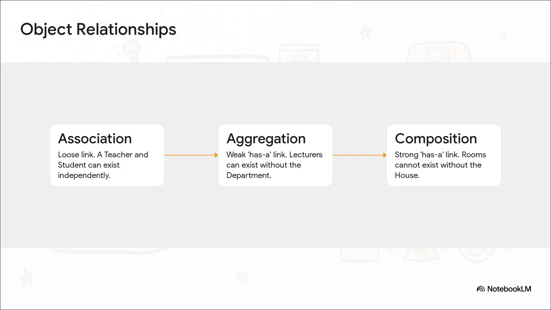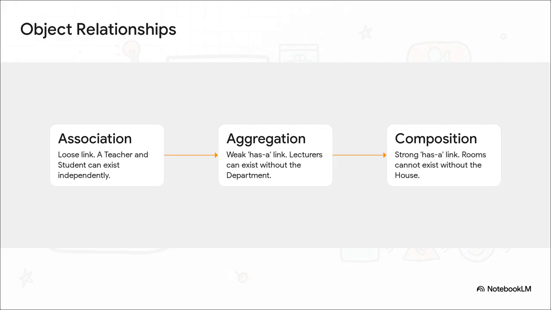First, you've got association, which is just a loose link. Think of a teacher and a student. They're associated, but they can totally exist without each other. Next is aggregation, which is a weak has-a relationship. A department has lecturers, but if the department shuts down, the lecturers don't disappear. They still exist.